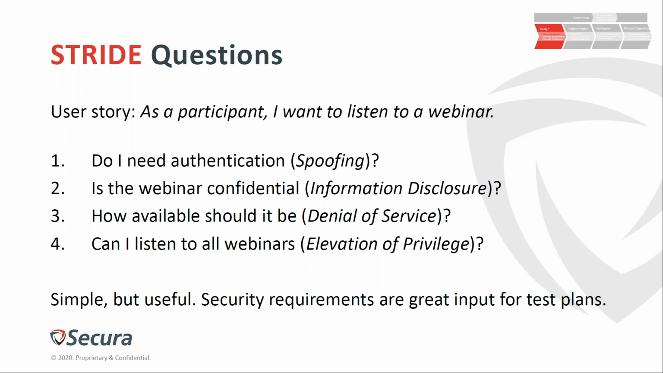And to do that, we ask questions about every functional requirement that we have. Take, for example, the following user story. As a participant, I want to listen to a webinar. We can ask questions about all these properties. For example, do I need to authenticate for this? Do I need to log in, for example? Or how confidential is this webinar? Can everybody see it, or just a selected group of people? How important is the availability here? And can I listen to all the webinars or just this one?